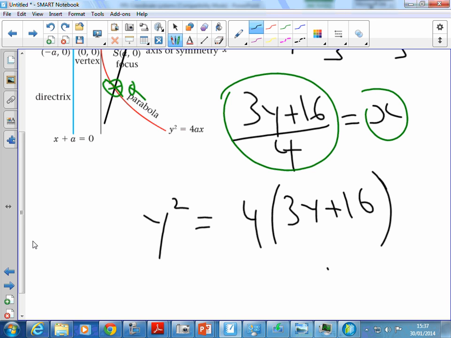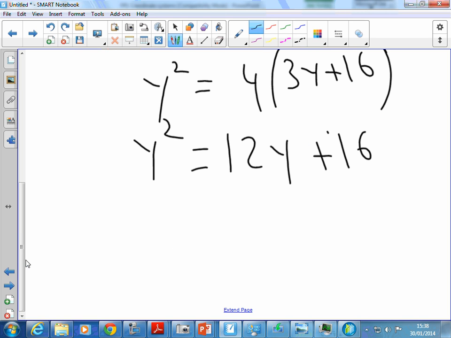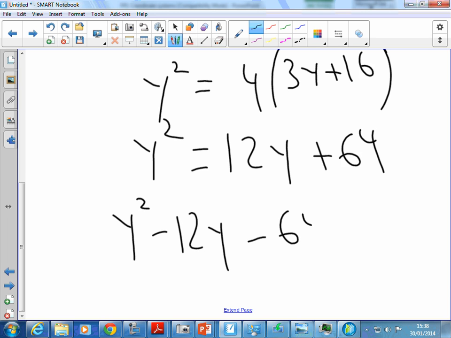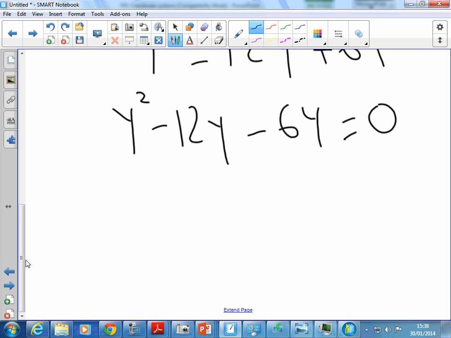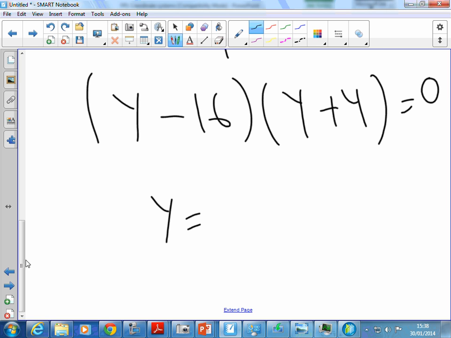And now we have a simple quadratic equation in y. So y squared is equal to 12y plus 64. Deliberate mistake. Well done for spotting it. Okay, 64. We then rearrange this. So it's y squared minus 12y minus 64 is equal to 0. You can now factorize this, can't we? So it's (y minus 16)(y plus 4) equals 0. y is either equal to 16, which is actually the coordinate of P, which we don't want, but that's okay. It satisfies the equation, so we know we're doing it right. Or y is equal to minus 4.